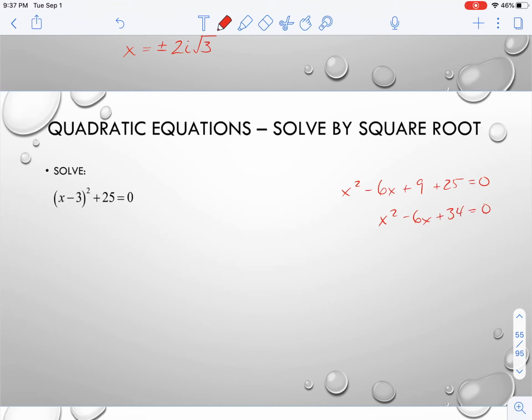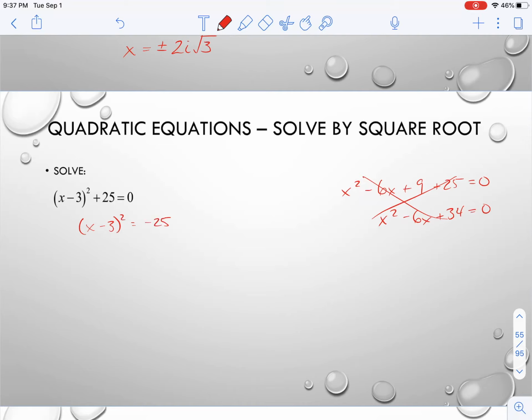But let me ask this. Can you come up with two numbers that multiply together to give you positive 34 and add to negative 6? No, they don't exist. Or at least not as integers that are going to be easier for us to work with. So right now, this equation over here on the left is already in an easier to work with form. So if I go and try to isolate this squared quantity, I'm going to be left with x minus 3 quantity squared equals negative 25.